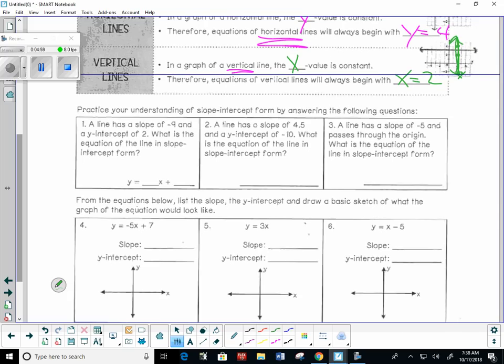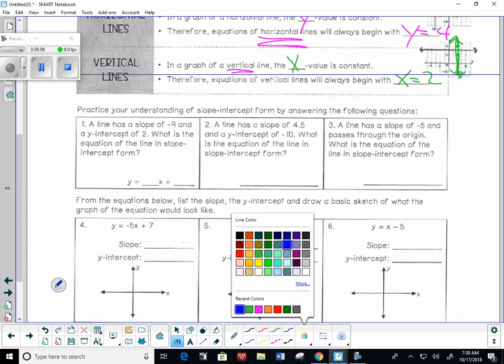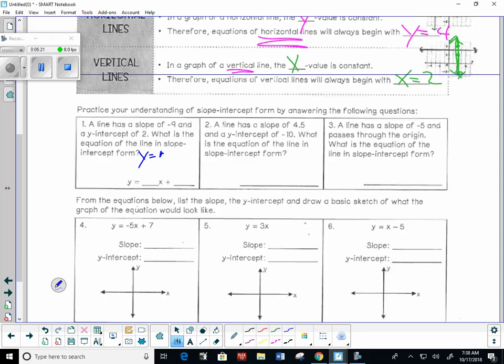Practice your understanding of slope-intercept form by answering the following questions. A line has a slope of -9, and the y-intercept is 2. What is the equation of the line? Our slope is -9, that's our m. Y equals m times x plus b. Not always in that order, but here is our -9 times x and our y-intercept of 2.